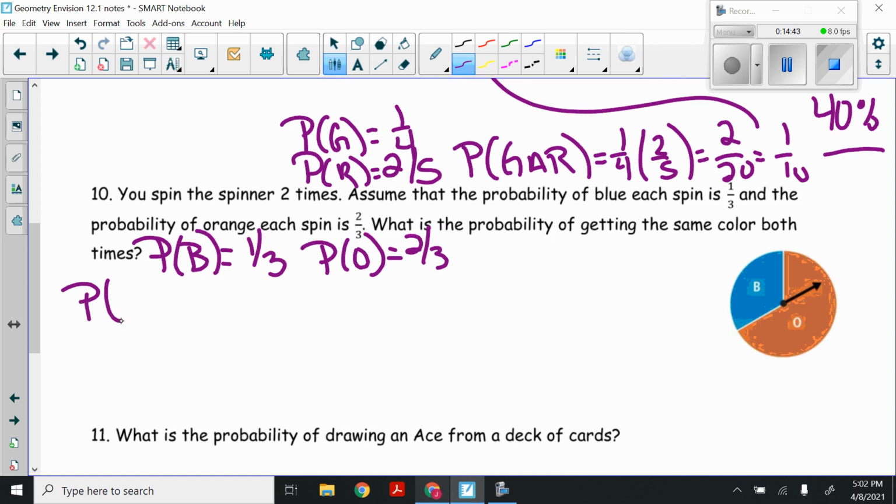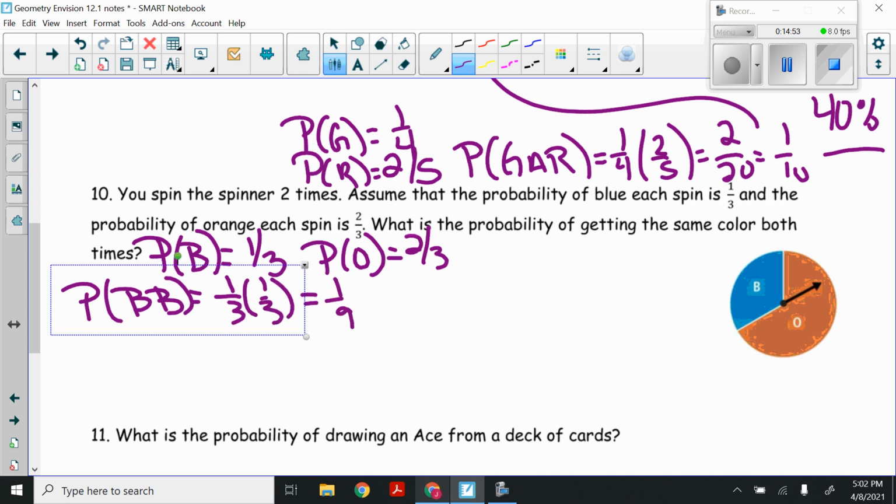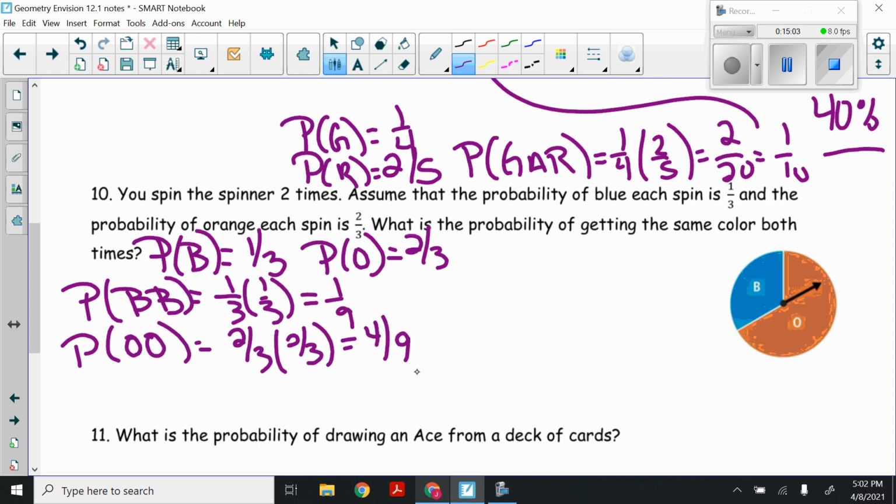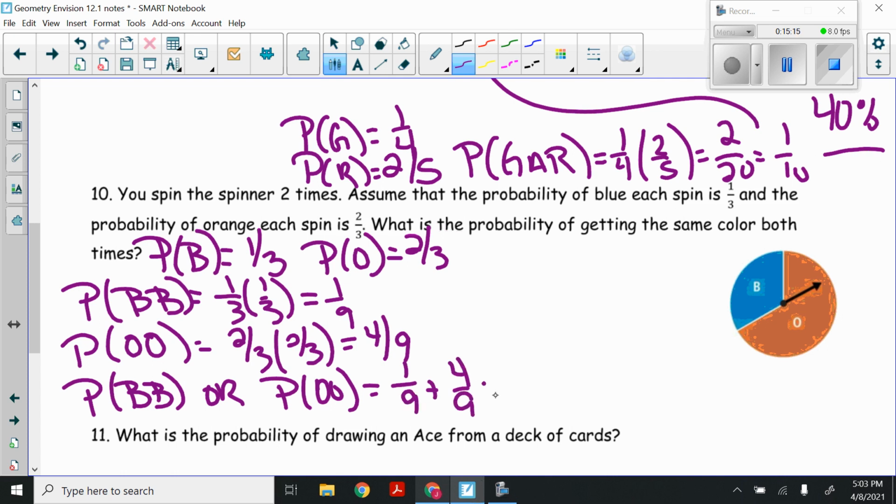So first let's find the probability of getting blue, blue. That's going to be 1/3 times 1/3, because it's blue and blue, so we multiply: 1/9. What's the probability that we would get orange and orange? We multiply 2/3 times 2/3, and we get 4/9. So now it's the probability that we get blue, blue, or the probability that we get orange, orange. So we add because we have or. 1/9 plus 4/9 gets us 5/9.